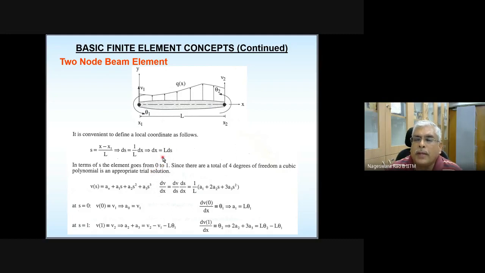So this is the mapping. x is equal to x1 is the same as s is equal to 0. x is equal to x2 is the same as s is equal to 1. Or, this x1 corresponds to s is equal to 0, and this x2 corresponds to s is equal to 1. That you keep in mind.